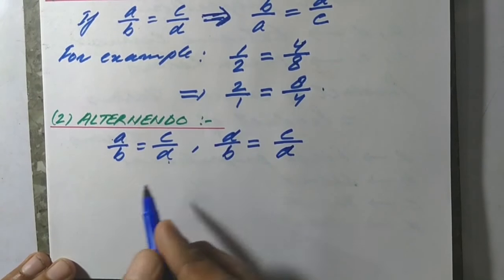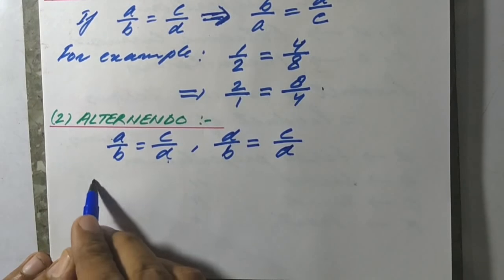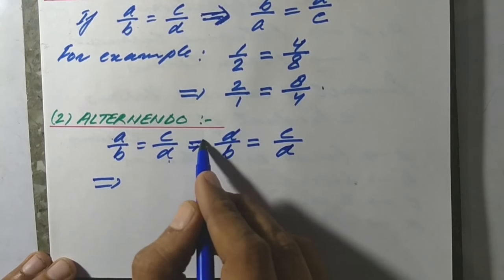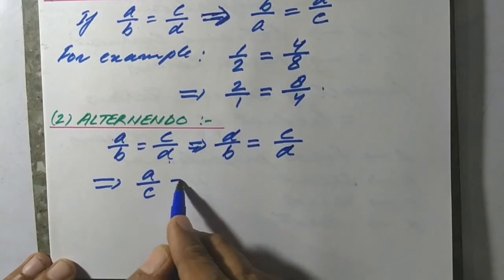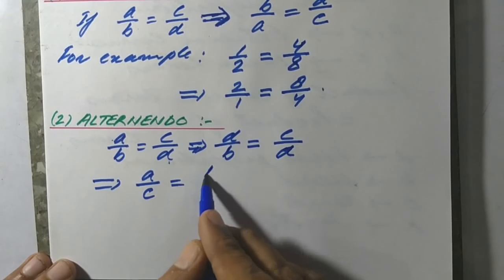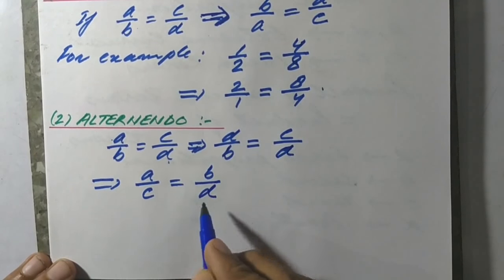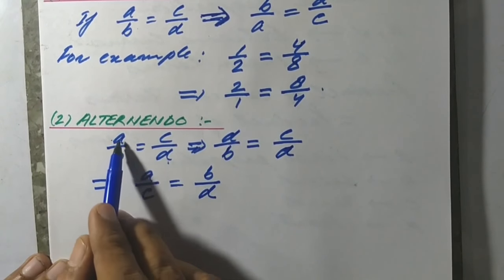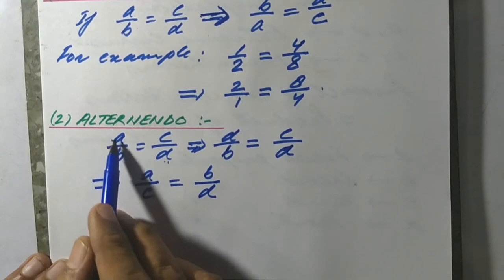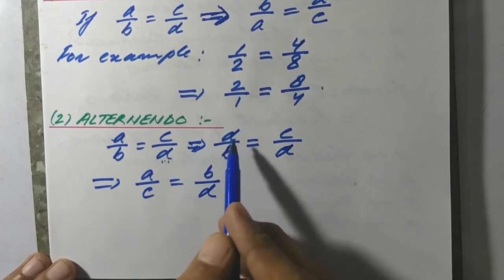In the same way, B and C may also be interchanged, and we may write the proportion as A upon C is equal to B upon D. So in this way, we may interchange the numerators and denominators on the opposite sides of equality in any way.